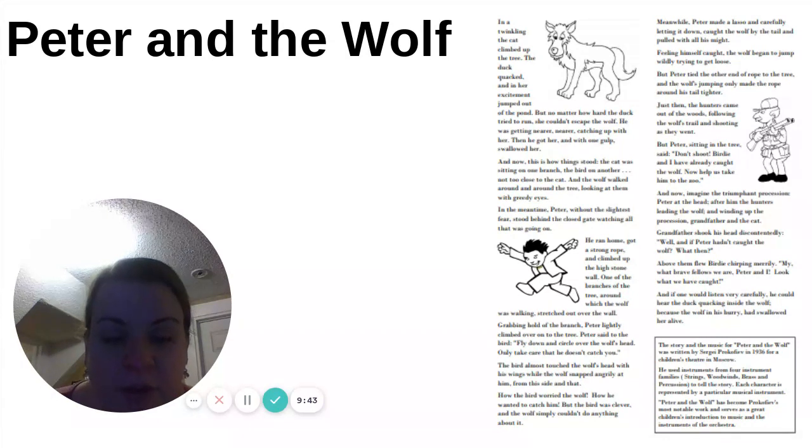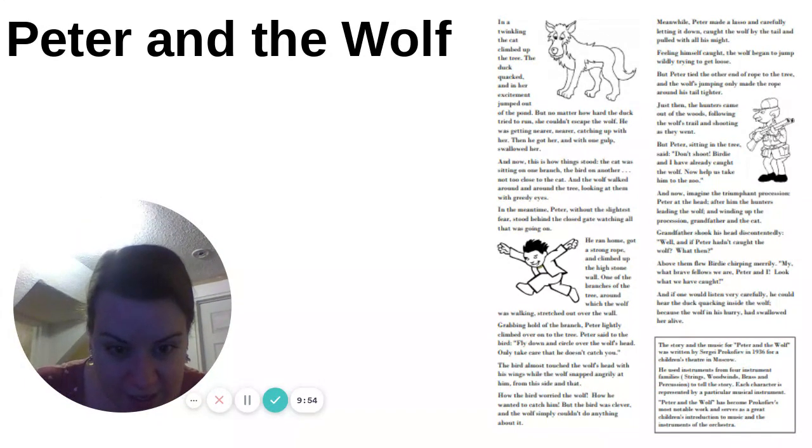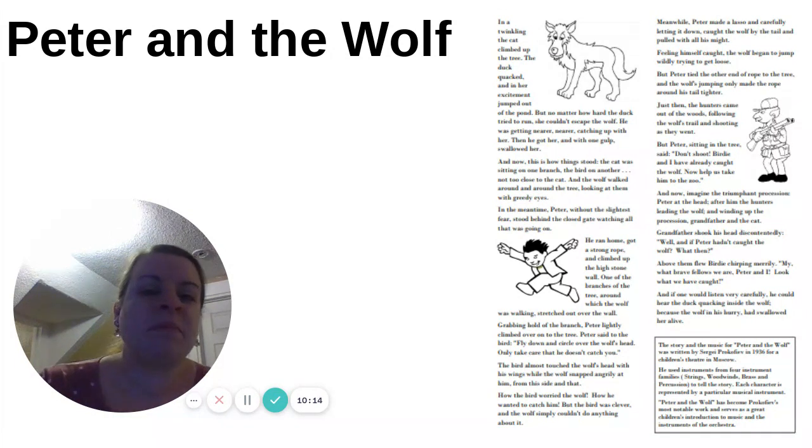Peter said to the bird, "Fly down and circle over the wolf's head. Only take care that he doesn't catch you." The bird almost touched the wolf's head with her wings, while the wolf snapped angrily at him from this side and that. How the bird worried the wolf, how he wanted to catch him. But the bird was clever, and the wolf simply couldn't do anything about it.